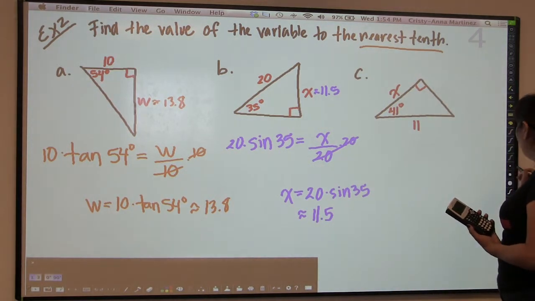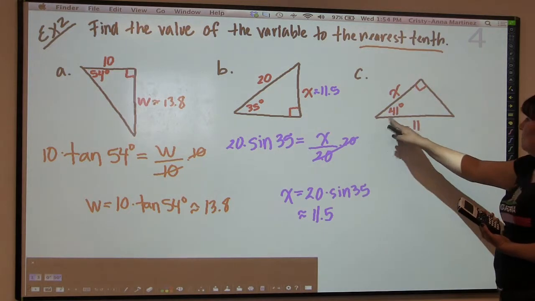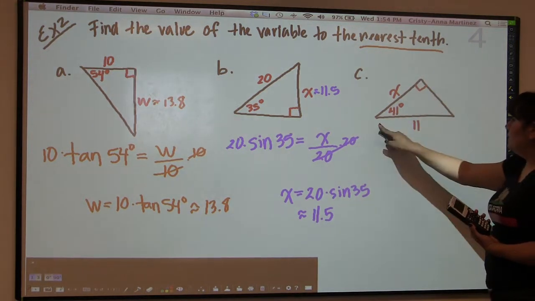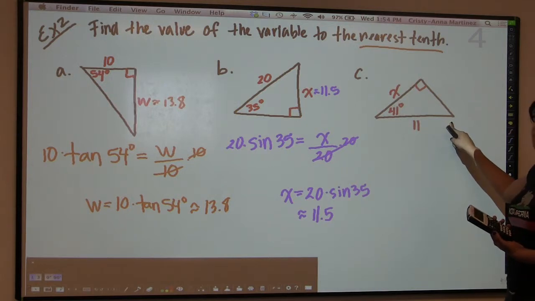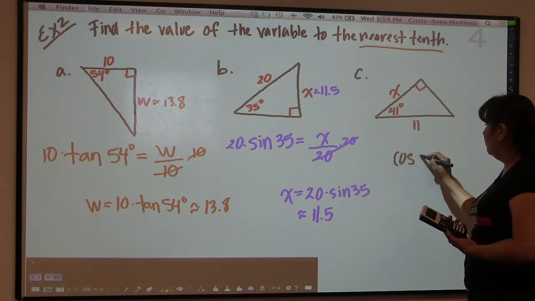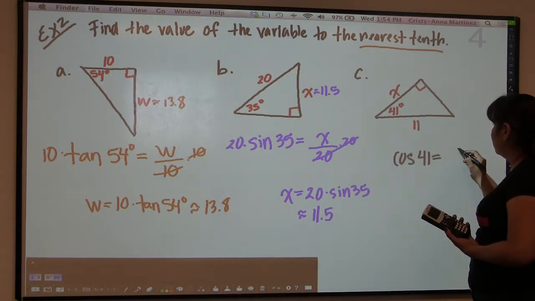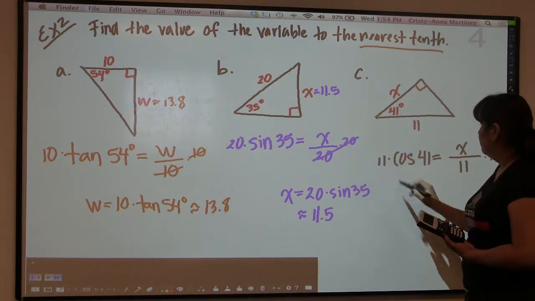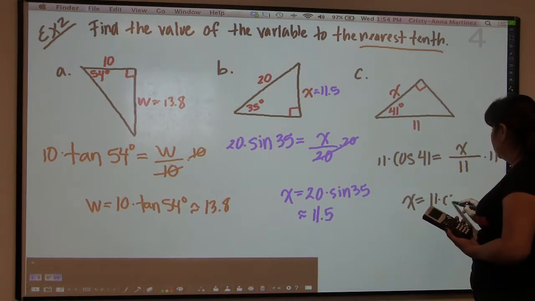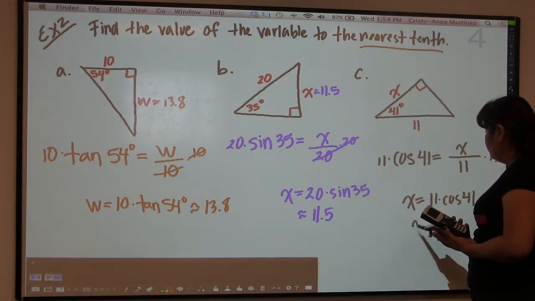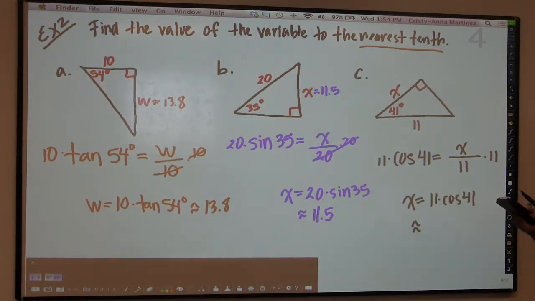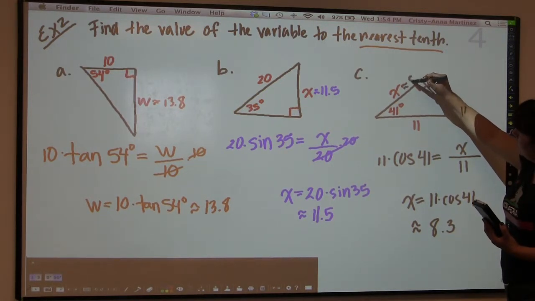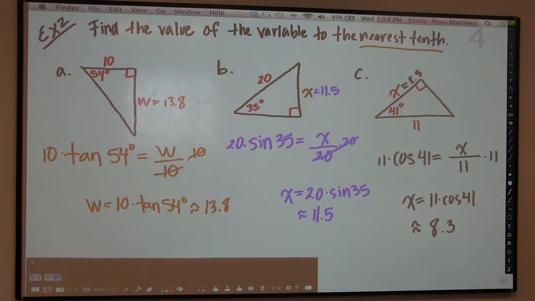And then the last one that we have is this guy, and here you have the adjacent side and the hypotenuse. So that function would be cosine. So we use cosine of 41 degrees is equal to the adjacent side, which is x, over the hypotenuse, which is 11, times 11 on both sides. And x equals 11 times cosine of 41. And what's 11 cosine of 41? 8.3? Yeah. So that is how you do this little guy. Any preguntas?